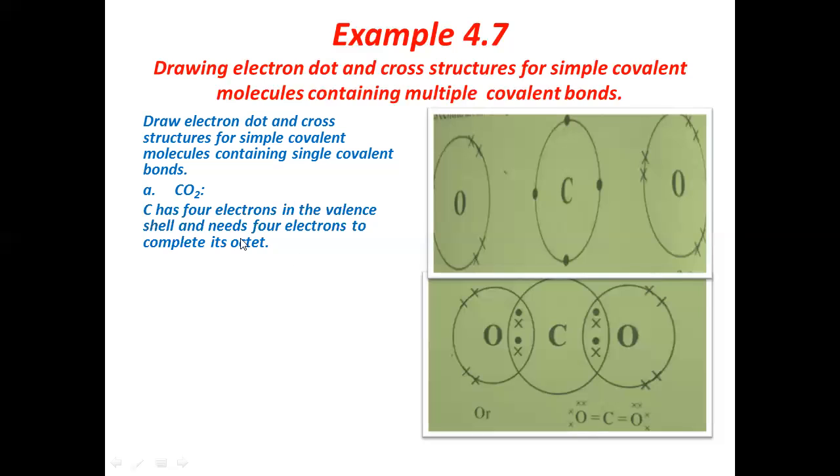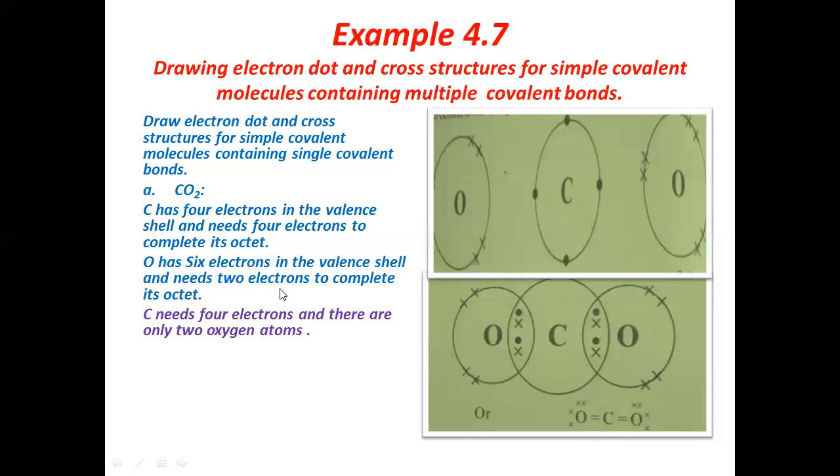Carbon has 4 electrons in the outermost shell and needs 4 electrons to complete its octet. Oxygen has 6 electrons in the outermost shell and needs 2 electrons to complete its octet. Carbon needs 4 electrons and there are only 2 oxygen atoms, so it will share 2 electrons with each oxygen atom. Connect atoms with a dot and a cross.